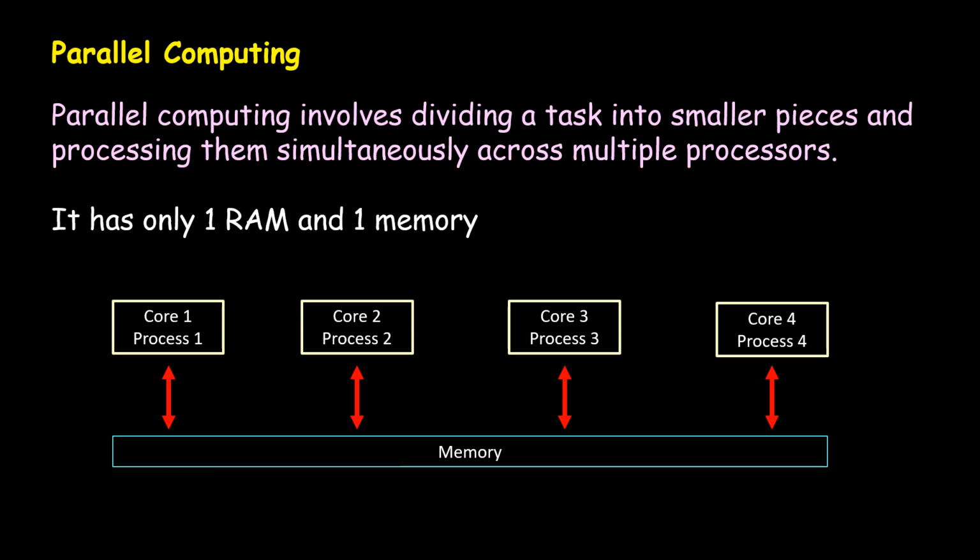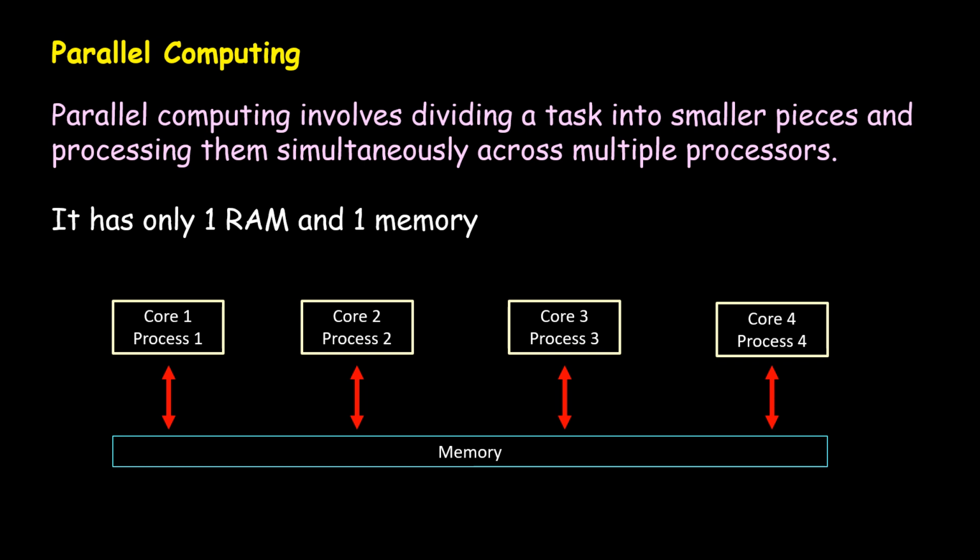For example, think of it like an assembly line in a factory. If one person is making the entire product, it will take a long time. But if each person on the line is responsible for just one small part, the product gets made much quicker. In parallel computing, the processors are like the workers on the assembly line. Each one works on a small part of the task because they are all working at once.